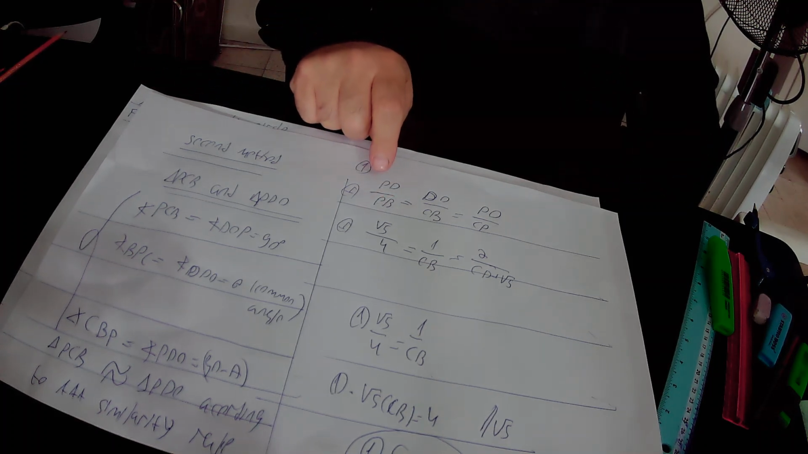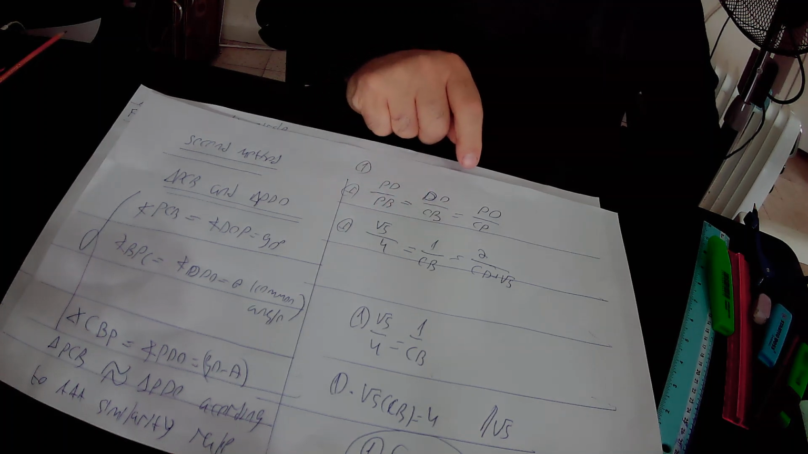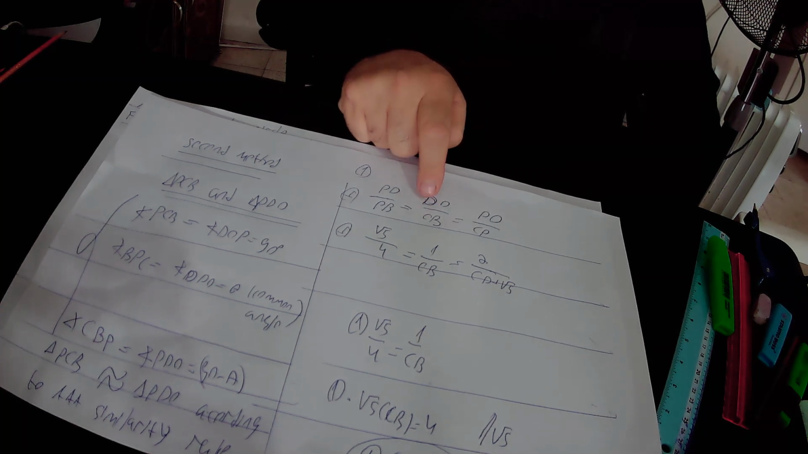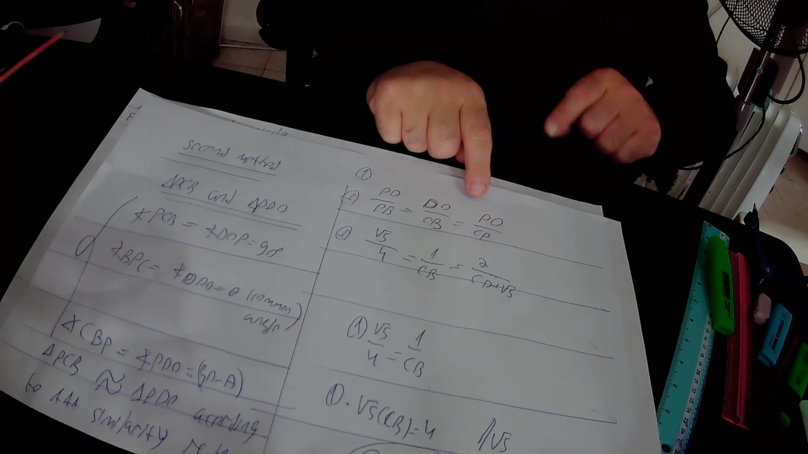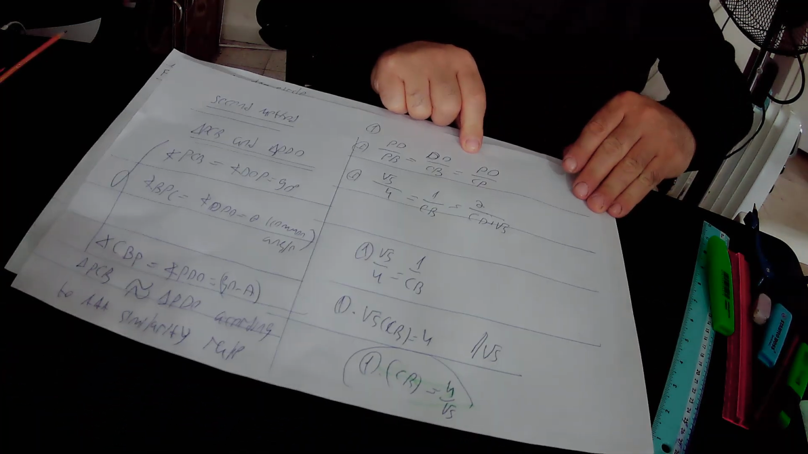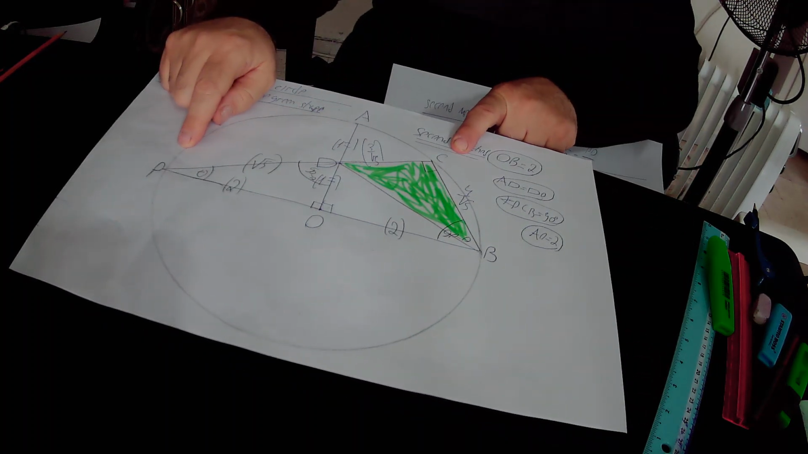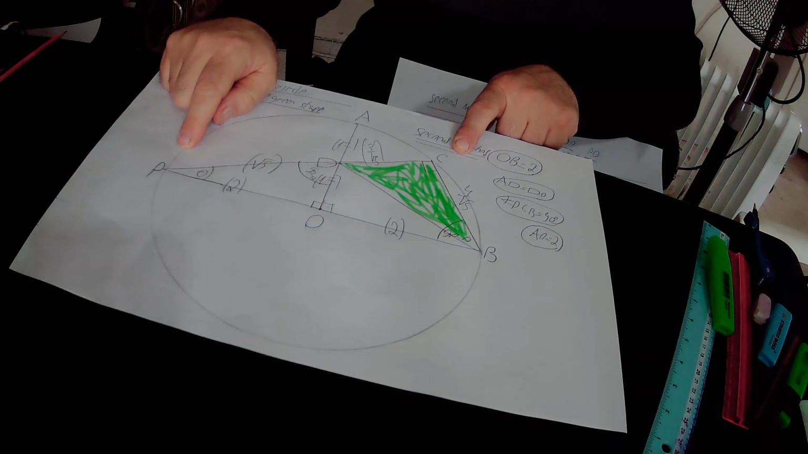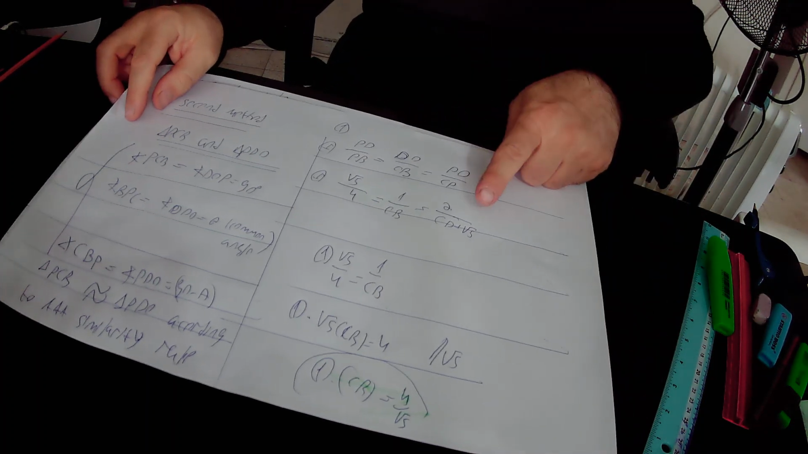PD is square root of 5, PB is 4, DO is 1, and CB is the missing side. PO is 2, and here, what is the length of CP? CP in total equals CD plus square root of 5. Again, CP equals CD plus square root of 5.